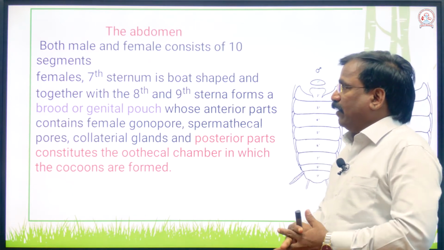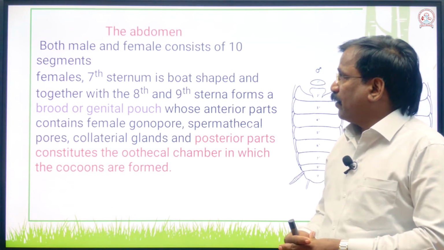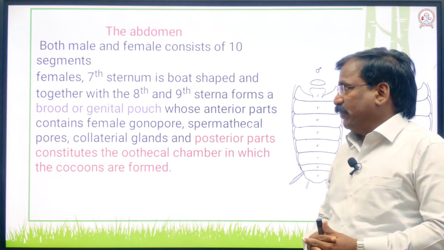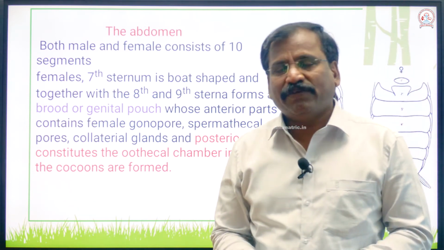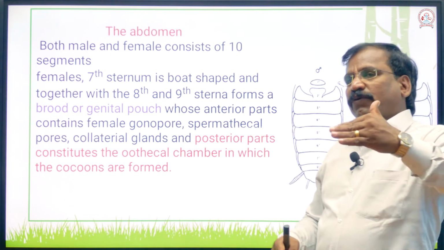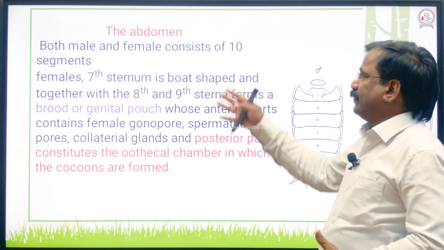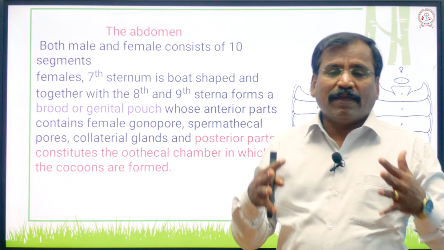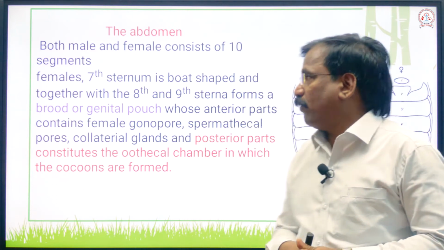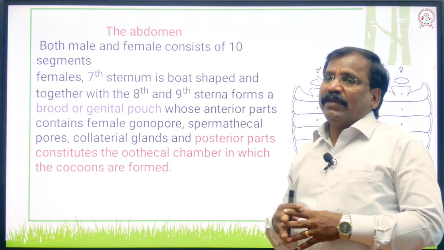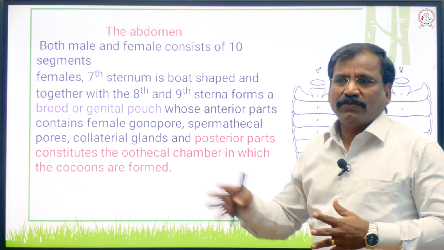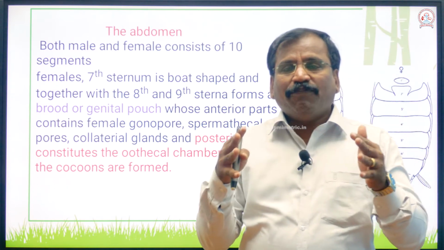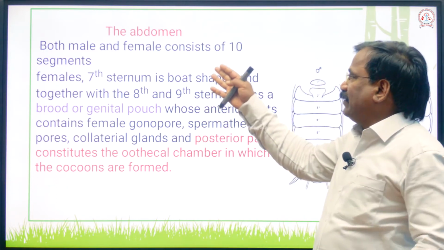So, in this session we are going to continue the morphology with the abdomen. The next is the abdomen. The abdomen is the lowest segment of the body. In both male and female cockroaches, the abdomen is composed of 10 segments. This is a most frequently asked MCQ. In both male and female, it is composed of 10 segments.